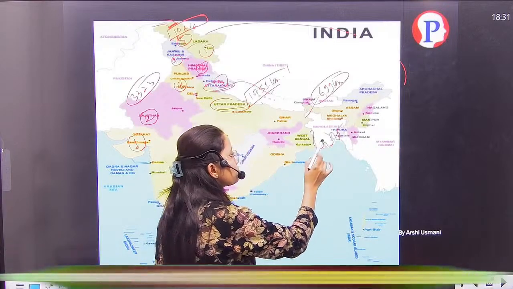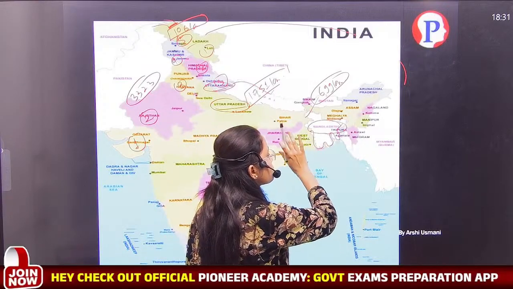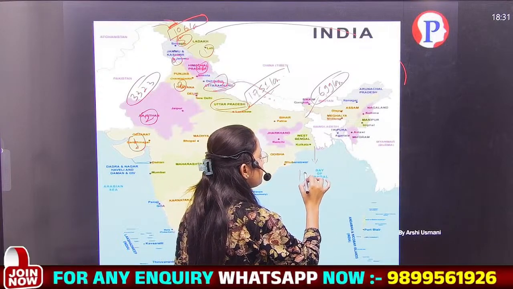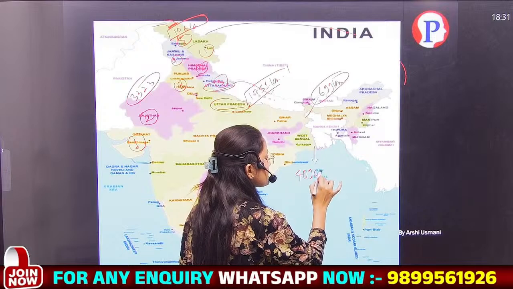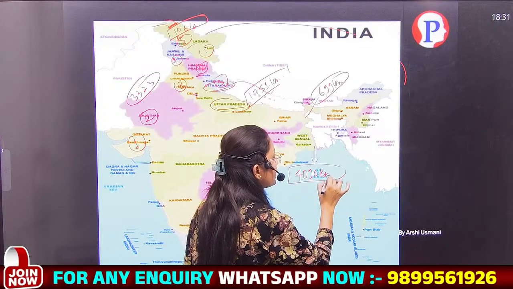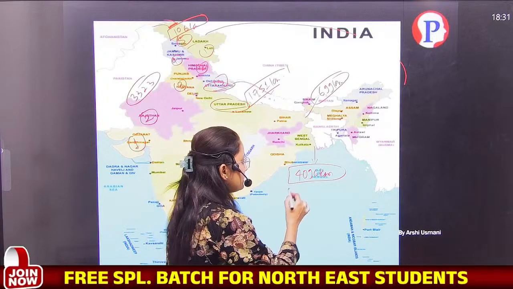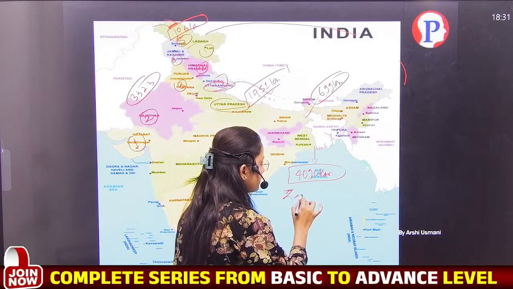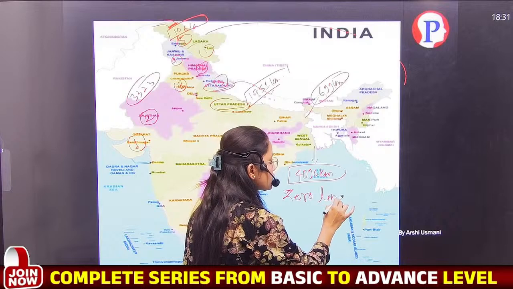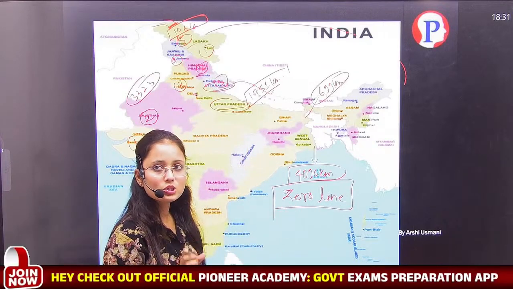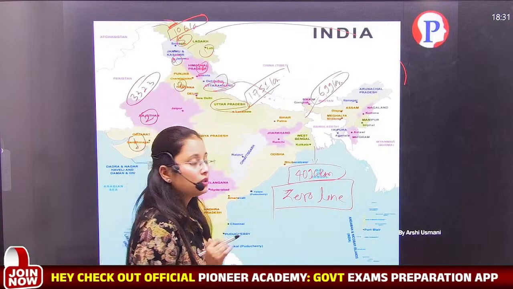So Bangladesh, we are talking about these Bangladesh boundaries. First one, in kilometers it will be 4096 kilometers, and then the boundary name of Bangladesh and India will be called the zero line. Zero line, which is only located in Tripura.